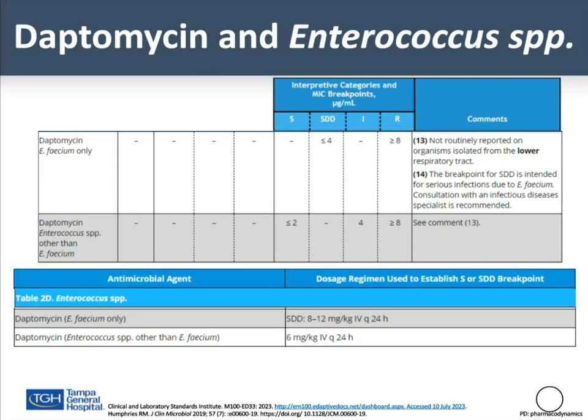Dapto dosing for other enterococcal species is based on a dosing of 6 mg per kg every 24 hours. You'll see people even start a bit higher, maybe at 8 or 10 mg per kg for other enterococcal species, but this is at least what's listed in CLSI and where they get their breakpoint data from.